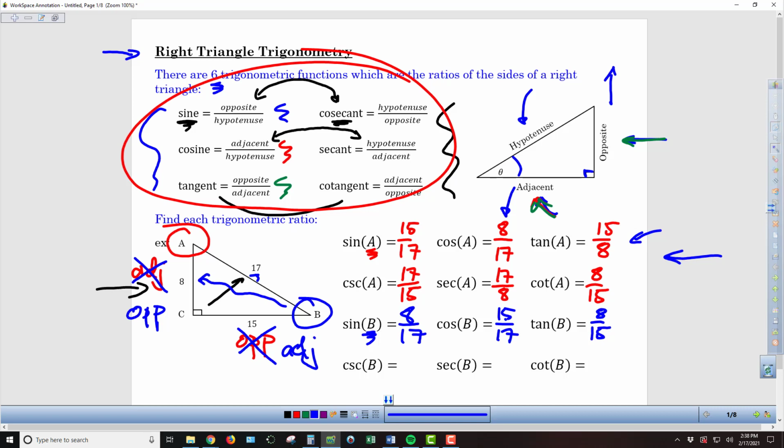And then again, for the cosecant, secant, and cotangent of B, it's just going to be the reciprocals of all these values.